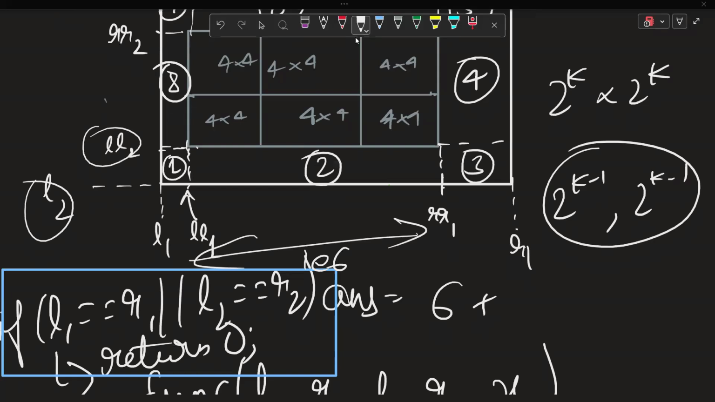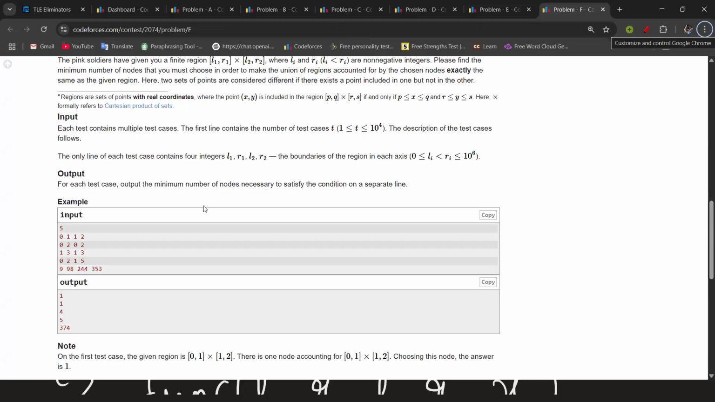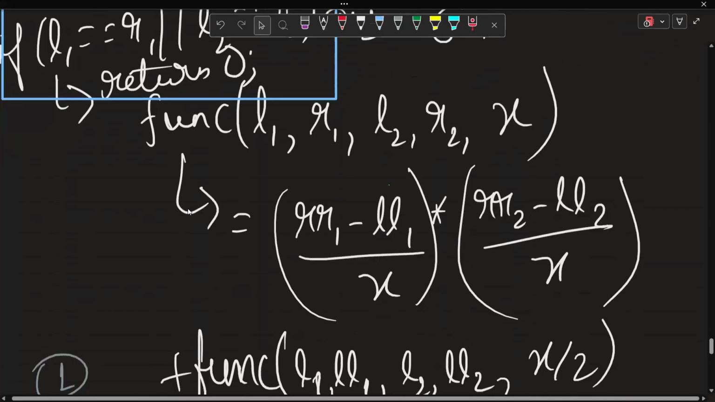Okay, I think it would go 20 only. Just a second.